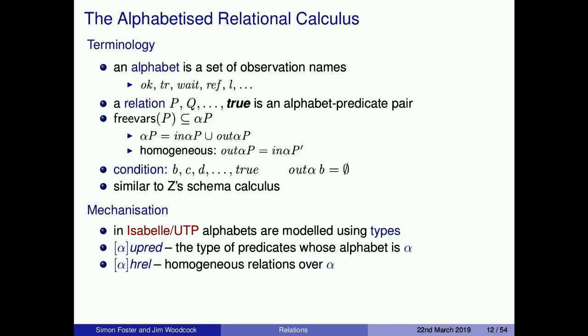So a relation consists of an alphabet, which is the set of variables that the program is permitted to talk about. So you can't refer to any variables that are not in your alphabet, so that's a fundamental. And we're going to write relations using these uppercase variables.